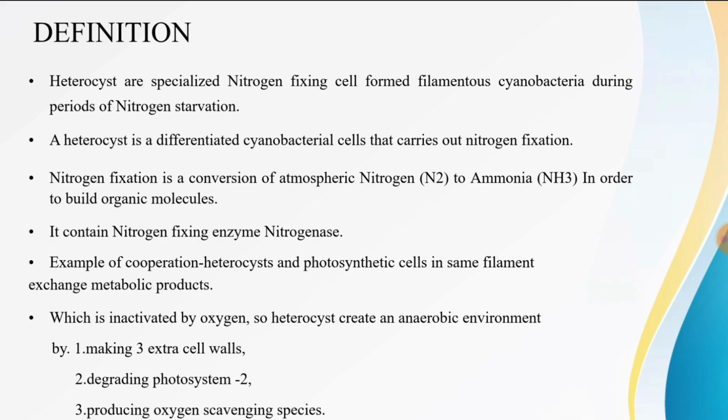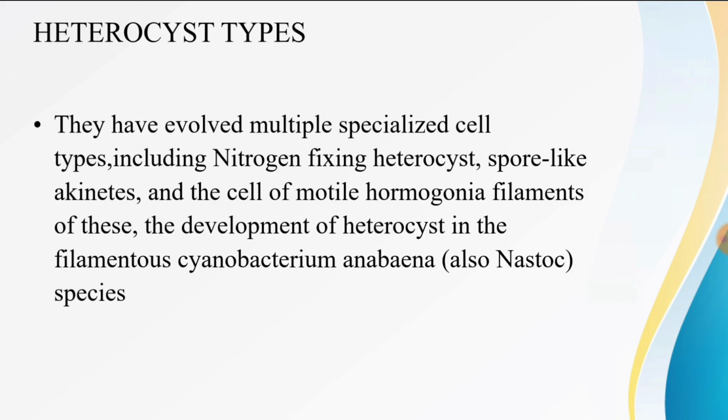Example of cooperation: heterocysts and photosynthetic cells in the same filament exchange metabolic products. Nitrogenase is inactivated by oxygen, so heterocysts create an anaerobic environment by making three extracellular walls, degrading photosystem II, producing oxygen scavenging enzymes. Heterocyst types. They have evolved multiple specialized cell types, including nitrogen fixing heterocysts, spore-like akinetes, and cells of multiple homogeneous filaments. The development of heterocysts in the filamentous cyanobacterium Anabaena species.